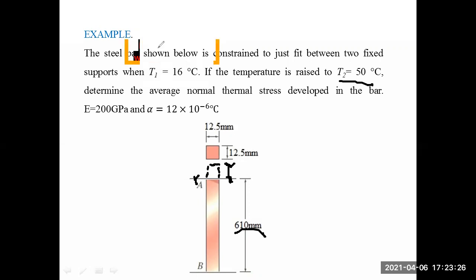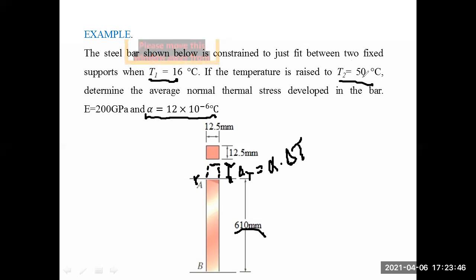I could say that this is delta T due to temperature. Can I calculate it? Yes. If you have everything given, like the alpha is given, and you multiply it by delta T, which is given, delta T is 50 minus 16, so I have it. I have alpha, I have delta T, I have the original length. Do I have it? Yes, you do. This is 610 millimeter. So I have everything. I could get the change in length due to the temperature.